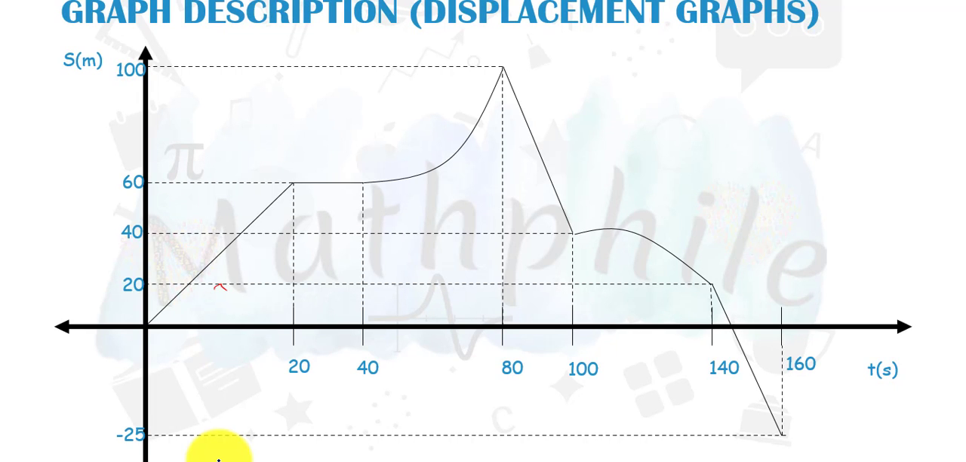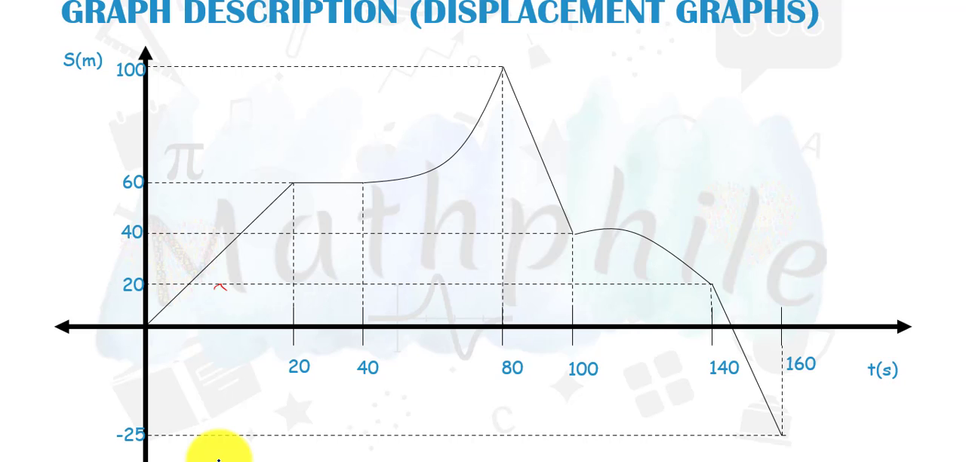Or before we even go to the summary, let's try to describe the graph. From between 0 to 20 seconds, what do you think is going on? There was a constant speed.